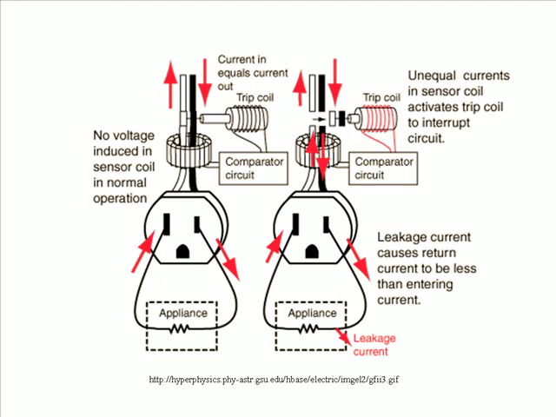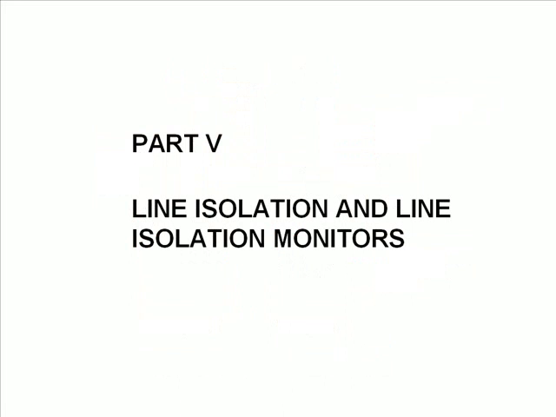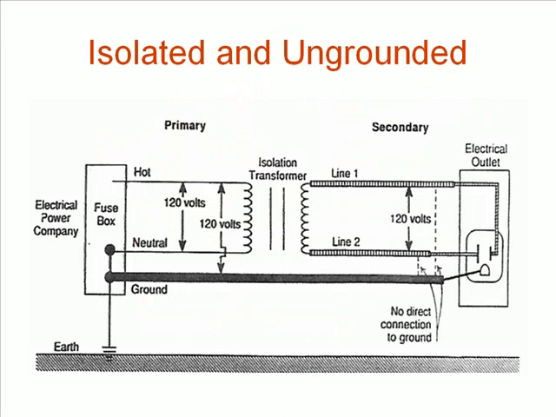Of course, that is a problem, as I said, for some life support equipment, which is why we use line isolation techniques. So let's move on to line isolation monitors and line isolation techniques. In many operating rooms and intensive care units, we utilize what's called an isolation transformer to isolate our equipment from the primary source of power, the 110 volts that we get from the electrical power company.